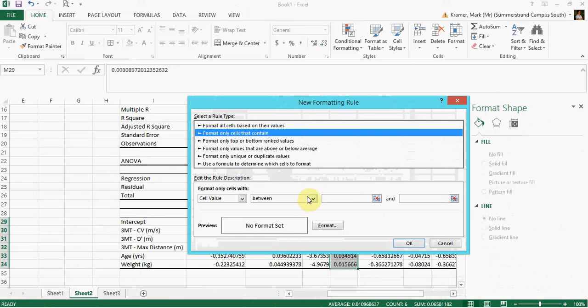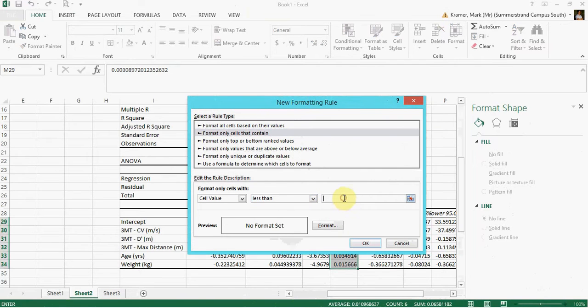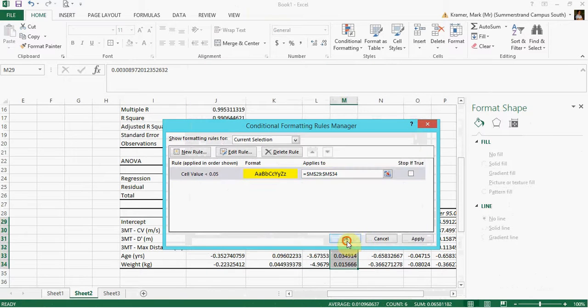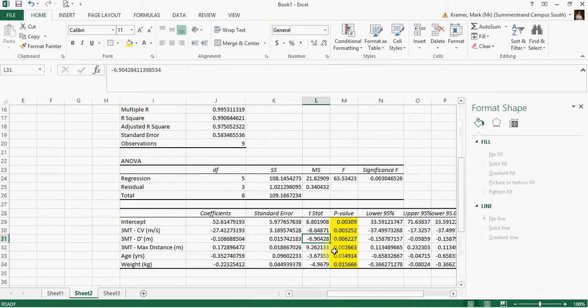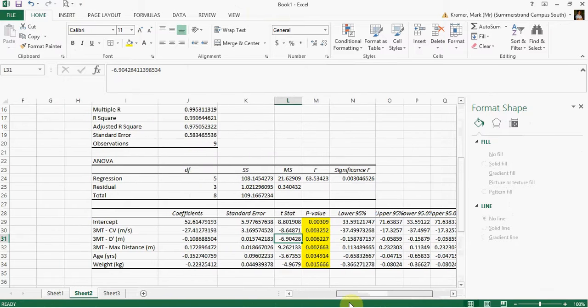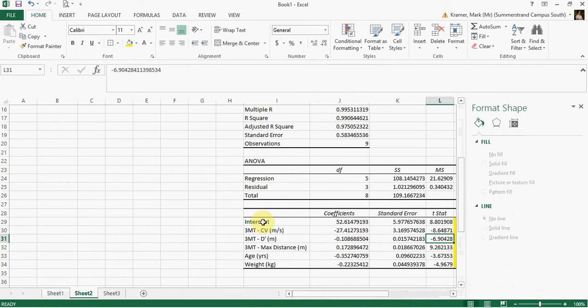I highlight the values, anything less than 0.05, make it yellow, click OK, and OK. Good. So that should be all my values now. So that's really good to see. So now I basically have an outline for my model. These are the values that I would want to use in my model. I'll show you what that basically looks like.